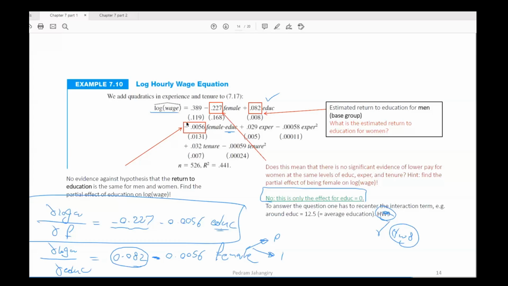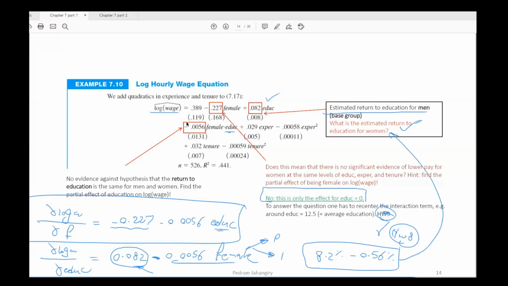So this means that on average, the partial effect of education on wage for male is 8.2%. So this is the statement that we have. This is the estimated return to education for male, 8.2%. The question is asking, what is the estimated return to education for female? It's going to be 8.2% minus 0.56%. Okay, so this is the answer to this question.